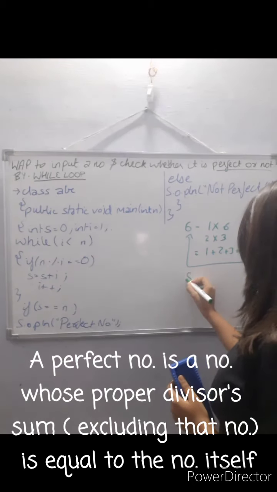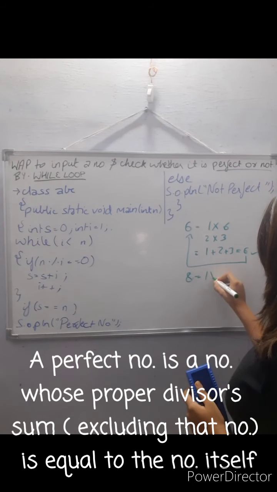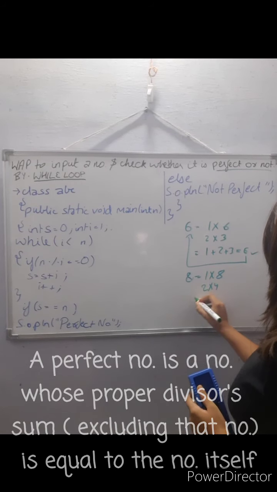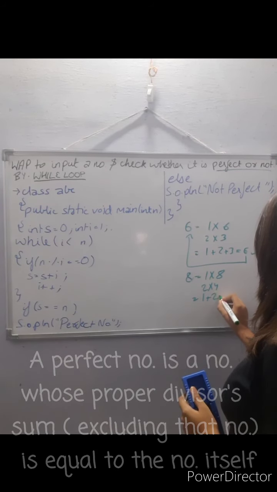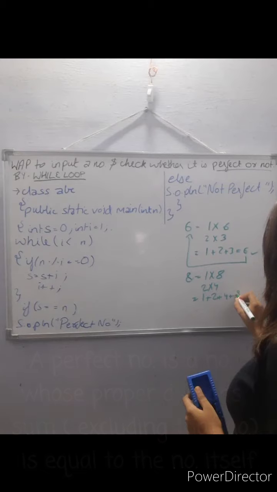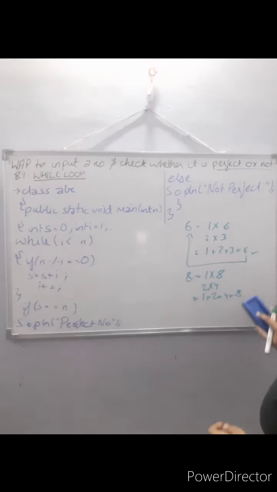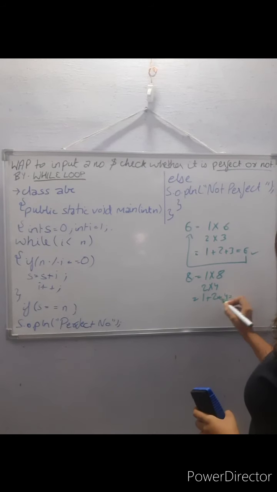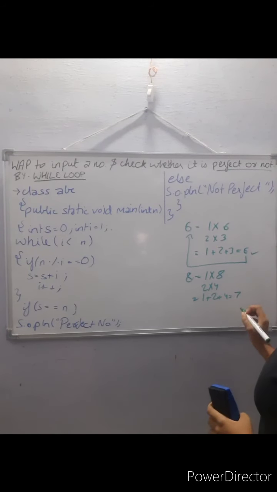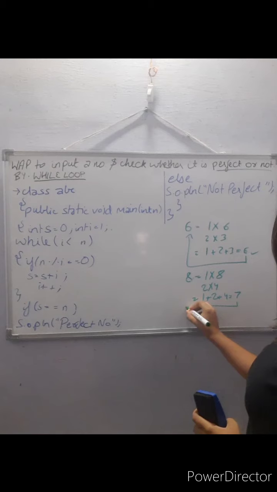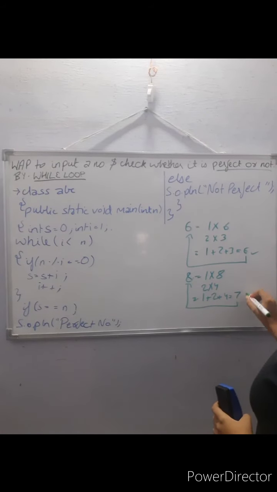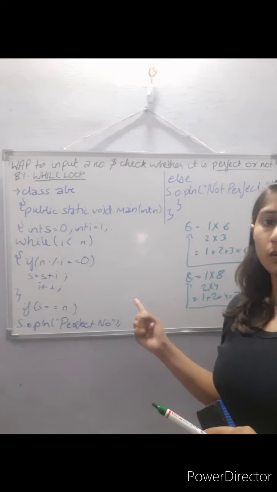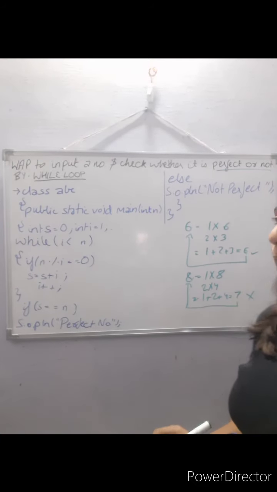Taking another example, 8. So its proper divisors are 1 into 8 and 2 into 4. So adding these, 1 plus 2 plus 4 plus 8, excluding that number itself. So this will give us 4 plus 2, 6 plus 1, 7. So over here you can see that this number is not equal to the number given. So this is not a perfect number. Similarly, we'll see how to solve these numbers with the help of a program.